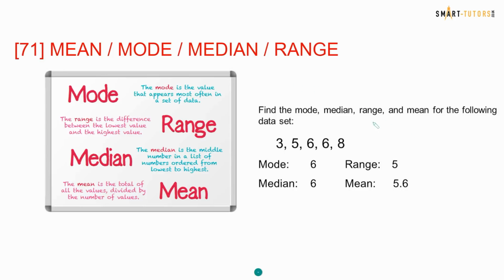Find the mode, median, range and the mean for the following data set. The mode is 6 because 6 appears 2 times. Median means the middle number in the ordered numbers list, which is 6. Range means 8 take away 3 is 5. Mean means you add everything and divide by 5 numbers, which gives 5.6.